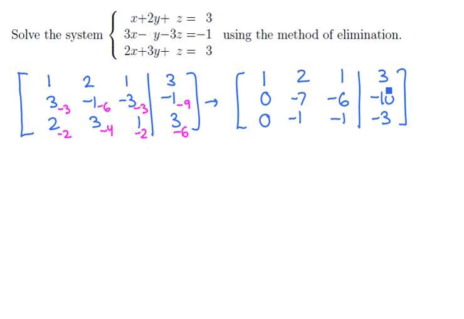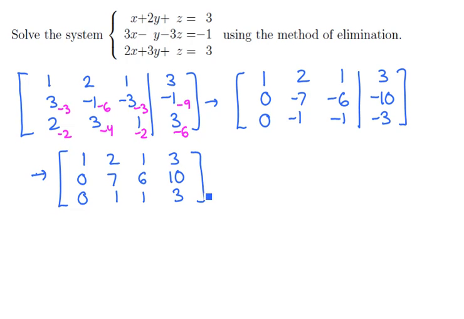It's worth noting that each of these two rows has a factor of minus 1, so I can scale both rows by a negative 1 to obtain the matrix 1, 2, 1, 3, 0, 7, 6, 10, and 0, 1, 1, 3. I'll also point out that it's been my experience that having a 1 as a pivot is a lot easier than having other numbers. So let me swap these two rows around, like that.